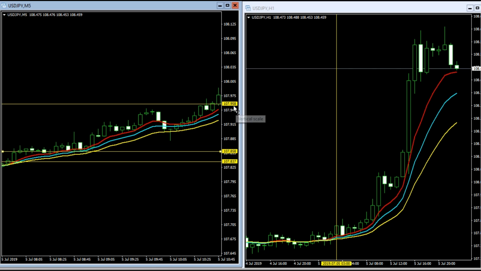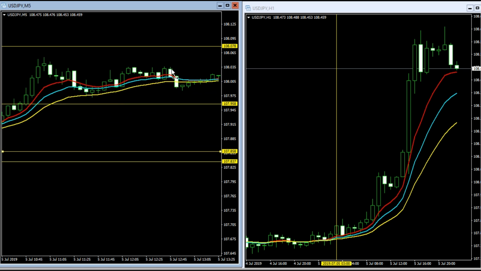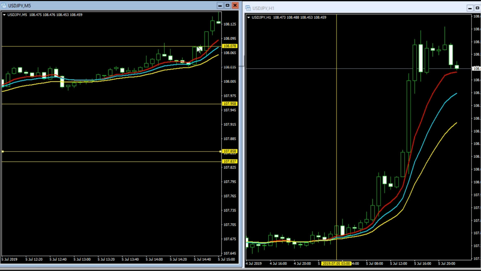107.95, and 12 is 108.07, 108.078. So this is our second take profit. Now let's see how does it do. There you are. We get our second take profit here.